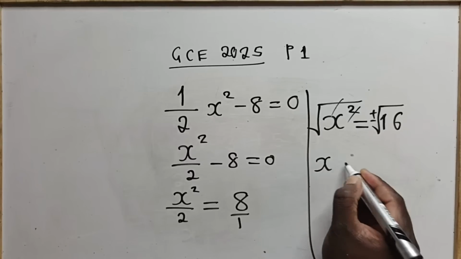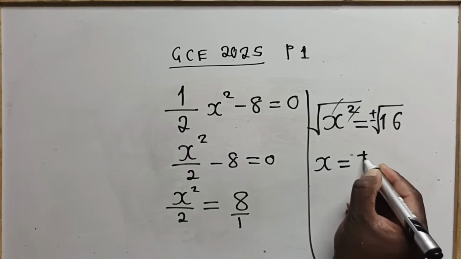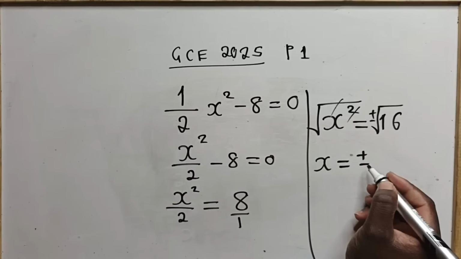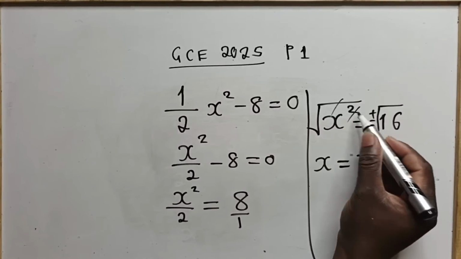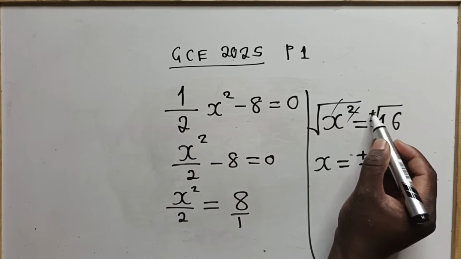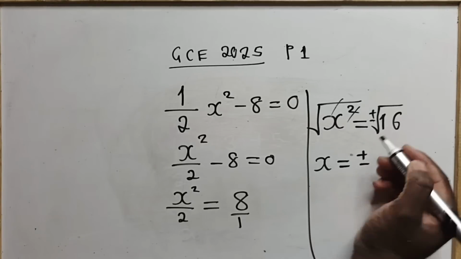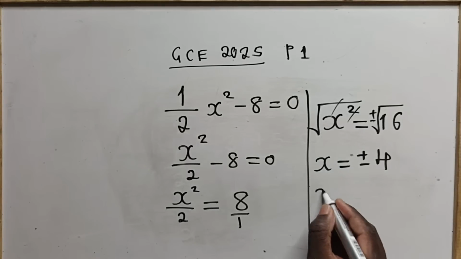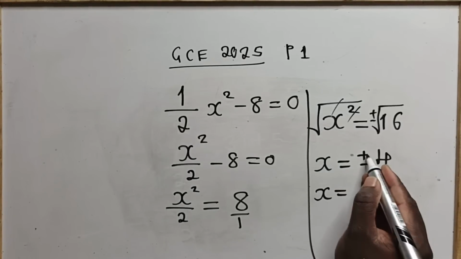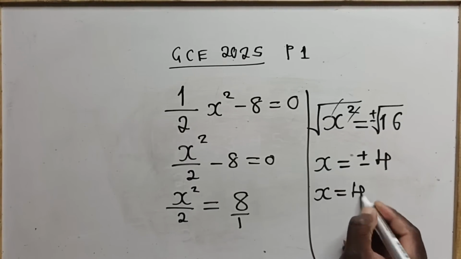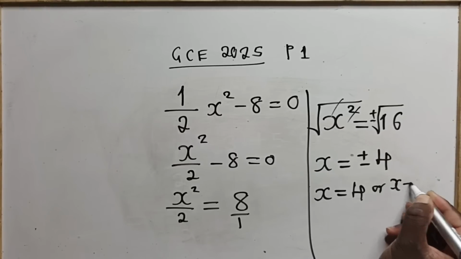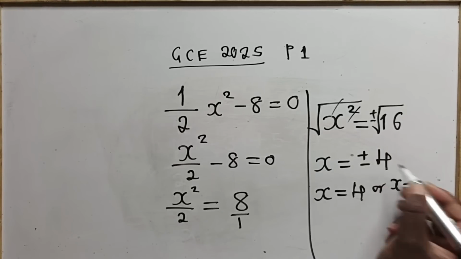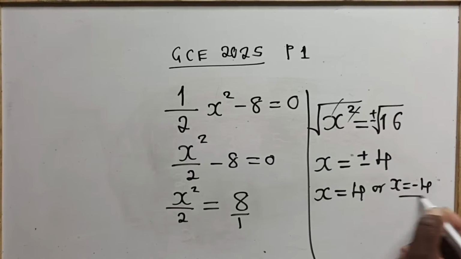We shall remain with x, which is equal to positive or negative. Remember, when we reach here, when finding the roots for an equation, you put positive or negative here, and that will be equal to a 4. Square root of 16 is a 4. You now say x is equal to positive 4, or x is equal to negative 4. So these are the two answers.